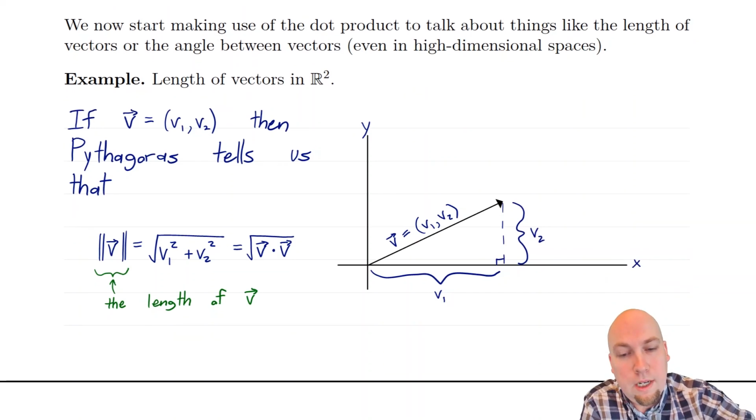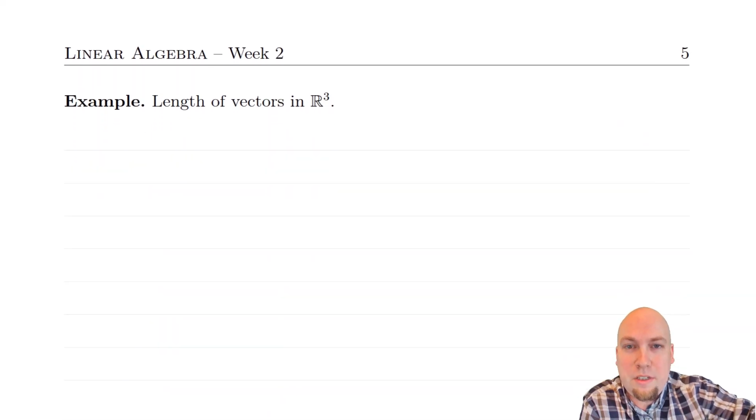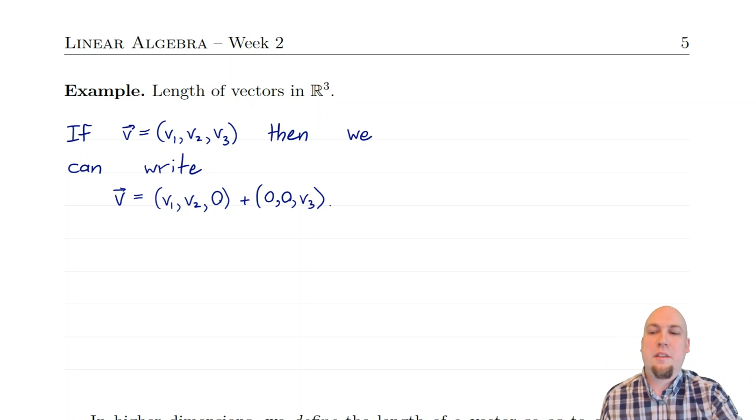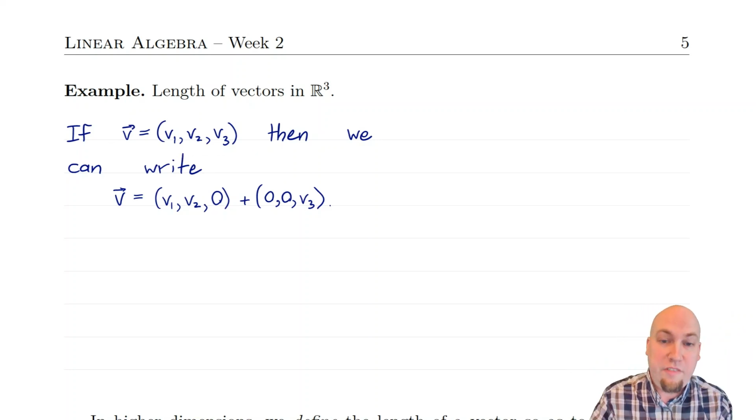All right, let's move on to 3 dimensions now. We've got a formula that works in 2 dimensions, so let's ramp up and look at 3 dimensions. Again, same setup. Suppose we've got just some vector in 3 dimensions, so now its entries are v1, v2, and v3.